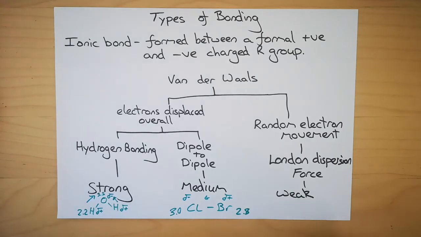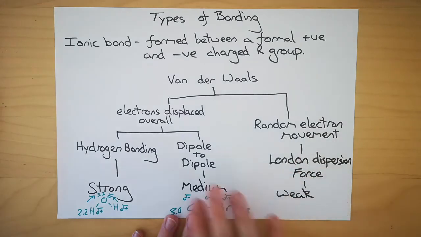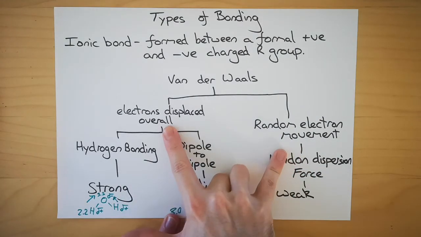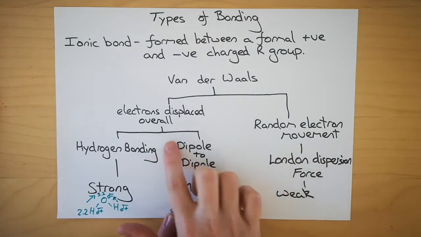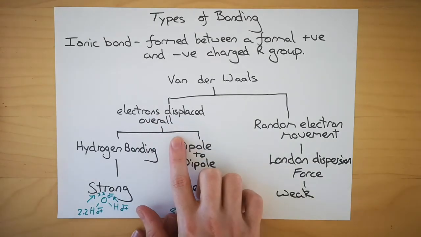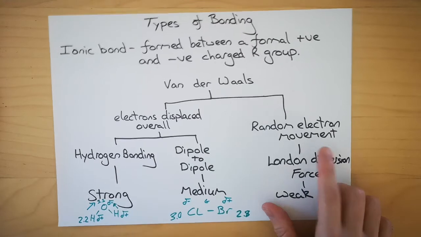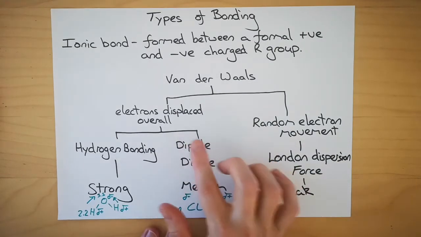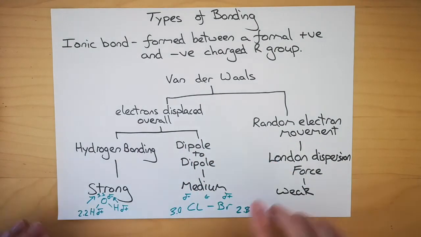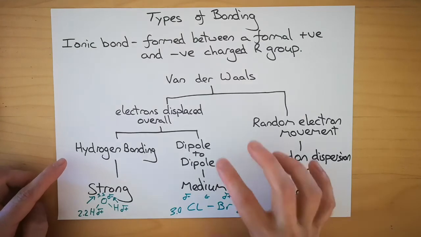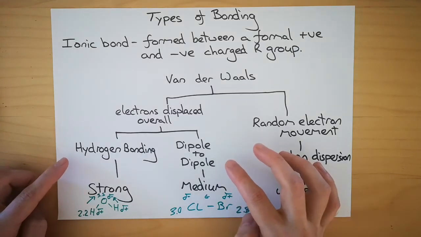But they're not the only type of bonds that help form our secondary and tertiary structures. So what we've got to talk about is the van der Waals forces, and these are really split into two major groups: the overall electron displacement and the random movement of electrons. So if the electrons are displaced overall, you've either got hydrogen bonding or a dipole to dipole interaction.